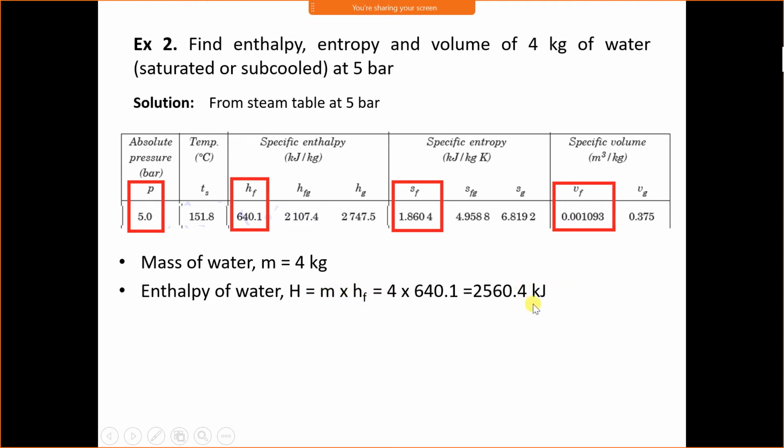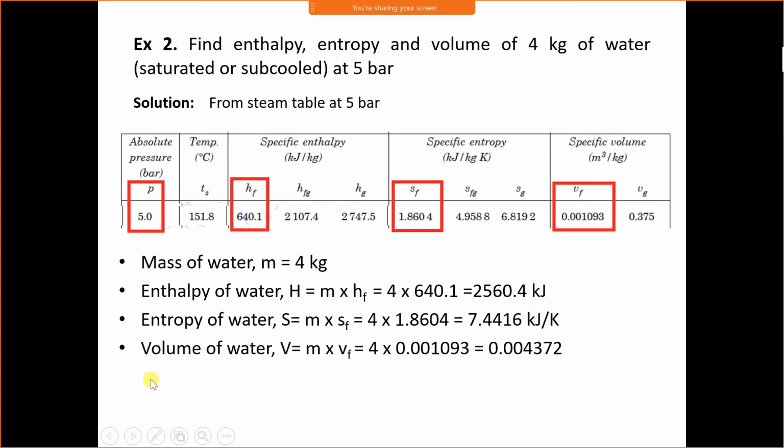Similarly, entropy. Entropy of water, capital S is equal to M into small sf. M is 4 kg, small sf is 1.8604. It comes out to be 7.4416 kilojoule per Kelvin. The unit of entropy is kilojoule per kg Kelvin. Since we are multiplying with the mass, kg will get cancelled, and it will be kilojoule per Kelvin.